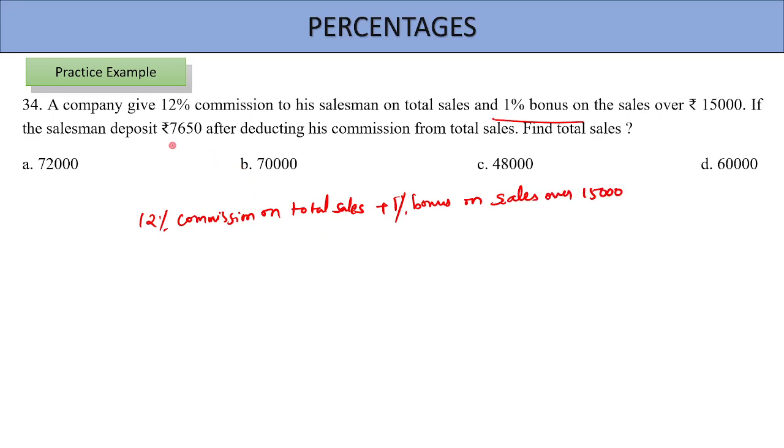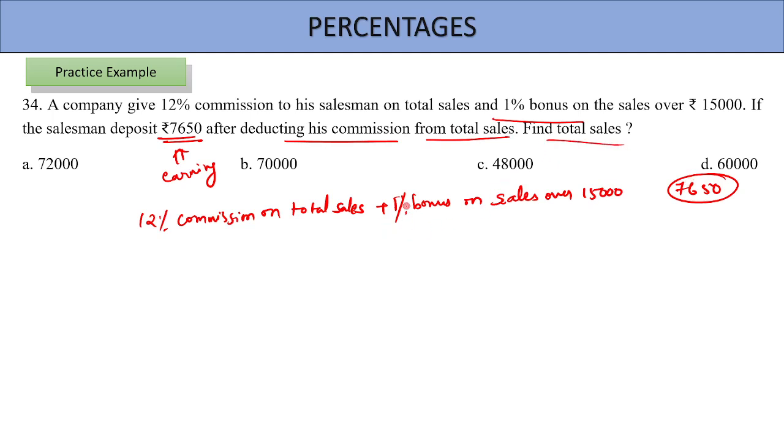If the salesman deposits 7650 after deducting his commission from the total sales, that means this 7650 is the earning of the salesman. As it is deducting his commission from the total sales, that means from the total sales he is taking out his commission, which is nothing but his earning. So 7650 is his earning. You have to find the total sales.